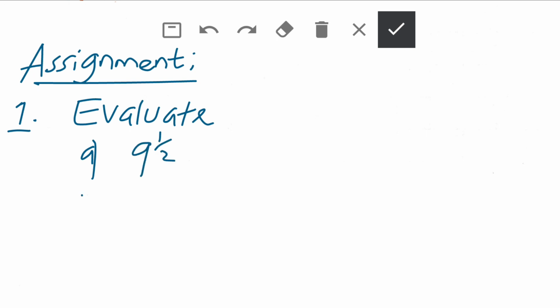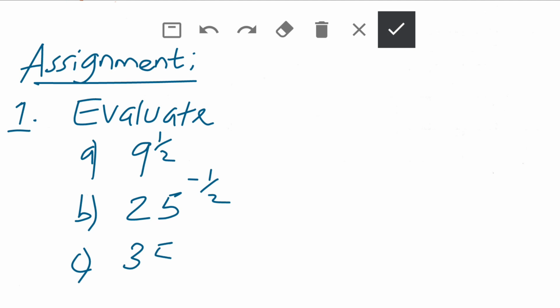For your assignment, I want you to evaluate and simplify the following. So the first one is to find the numerical value of, so evaluate number A, 9 to the power half, B, 25 to the power minus a half, C, 35,769 to the power 0.